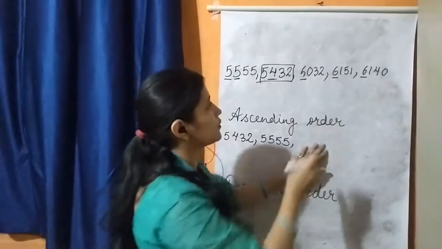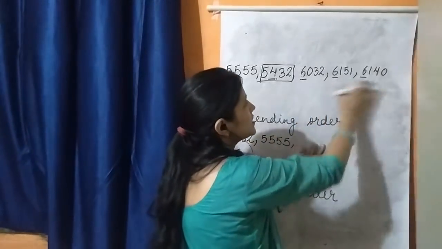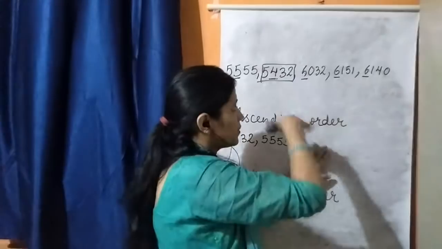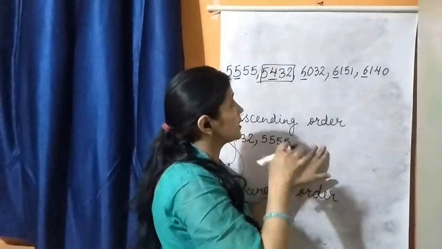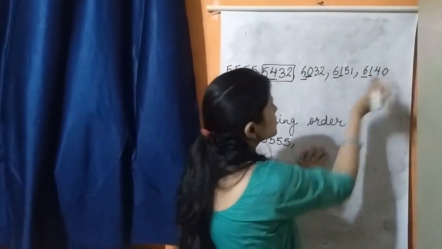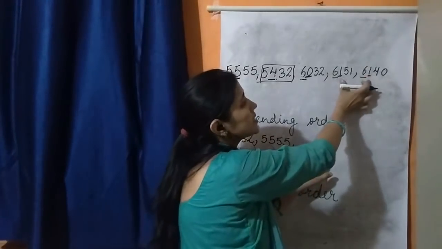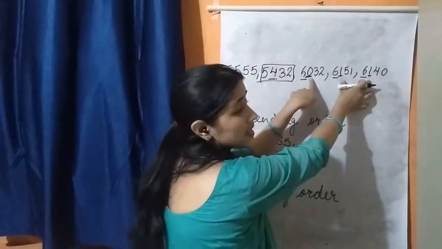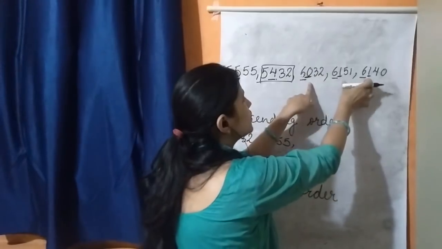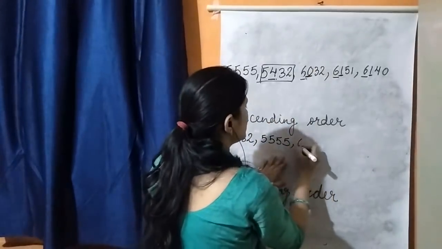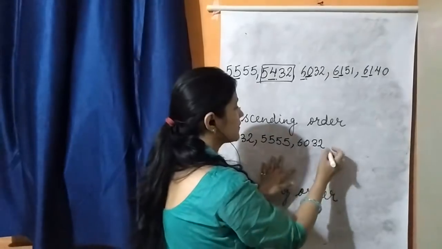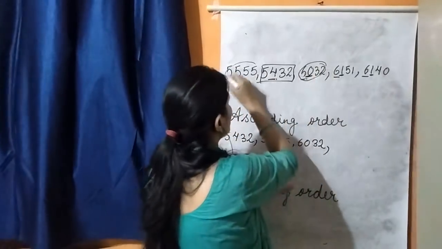5555. Now we have to compare among these three numbers. All have the same highest value, that is 6. Now we will come to the hundreds place. Here the hundreds place is 0, here it is 1 and here also it is 1. The other two have the same values at the hundreds place, but this one has 0, and 0 is smaller than 1. So definitely this number is smaller than these two numbers. So our next smaller number is 6032. Now this number also we have sorted.